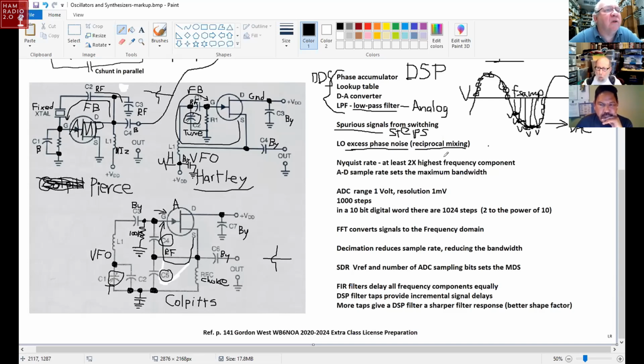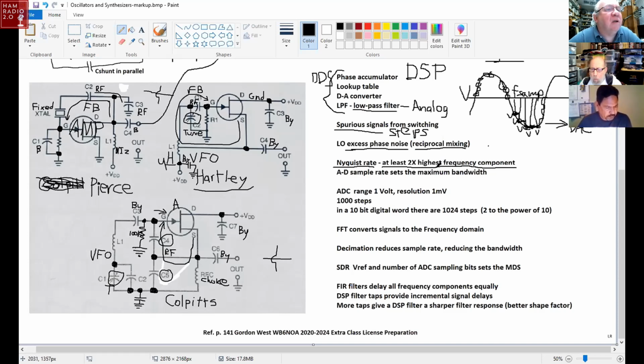Now, this sampling frequency has a property called the Nyquist rate. Mr. Nyquist was a scientist at Bell Labs in the early days of telephony, and he had to know the minimum number of samples of an analog signal you can have to where you can recover the analog frequency after you've transmitted it by digital means. And the answer is at least 2 times the highest frequency component. The A to D converter sample rate sets the maximum bandwidth.